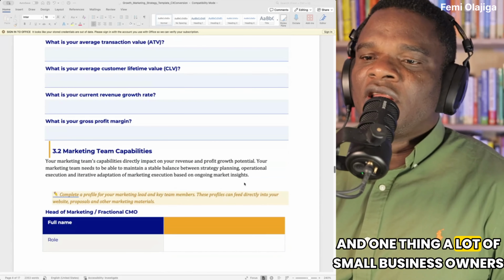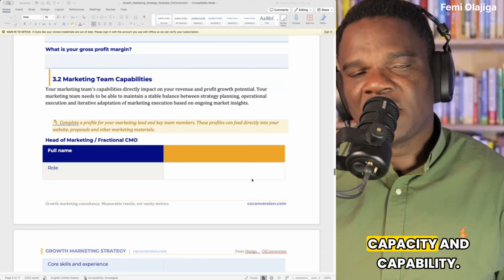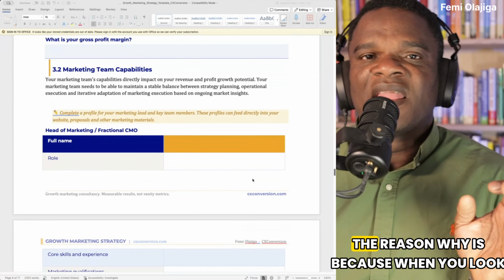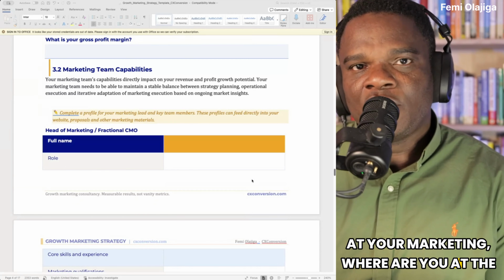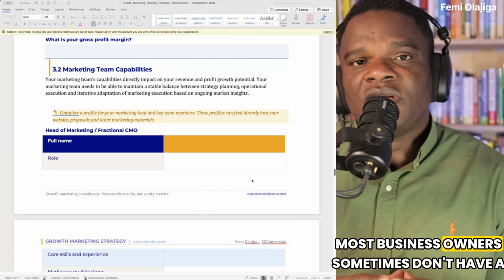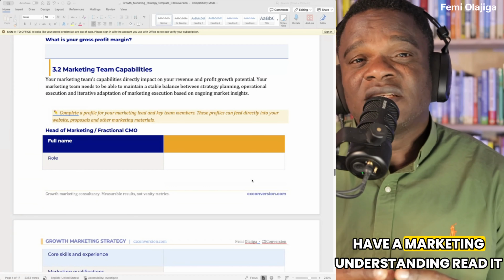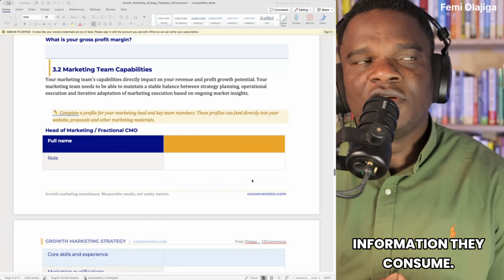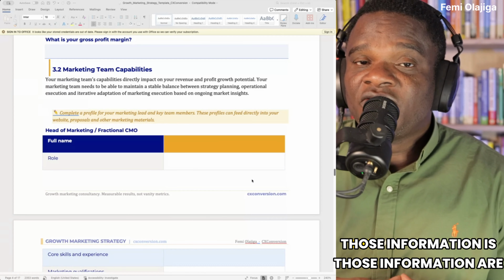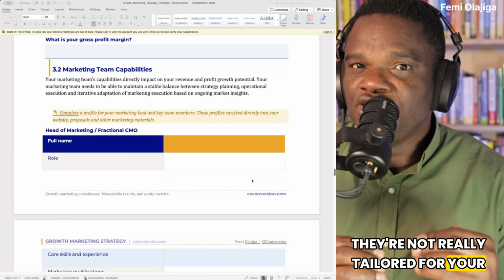And one thing a lot of small business owners struggle with is their marketing team's capacity and capability. The reason why is because when you look at your marketing, where are you at the moment? Most business owners sometimes don't have a marketing background, and the ones that do have a marketing understanding read it from online articles and blogs and information they consume, which is good. But the only problem with that information is that it's generic. It's not really tailored for your business.